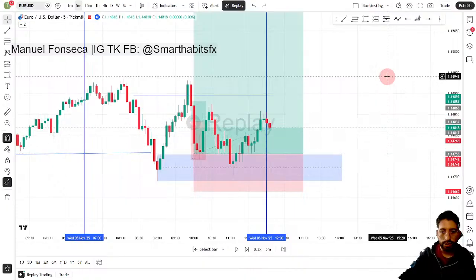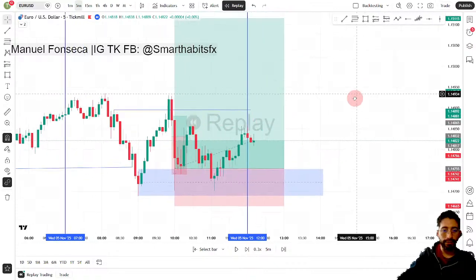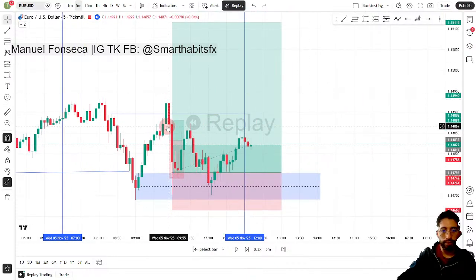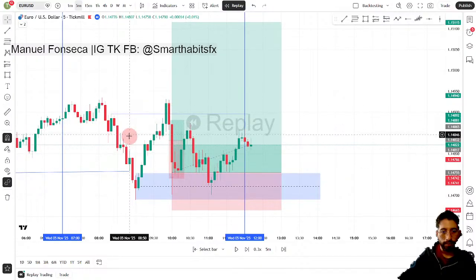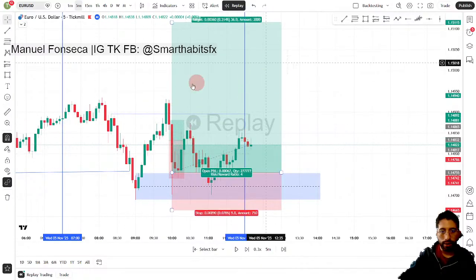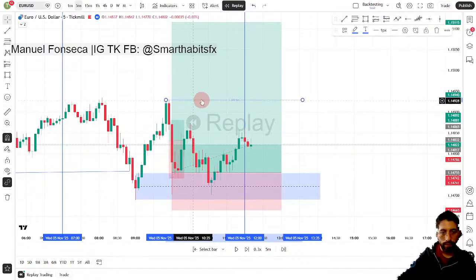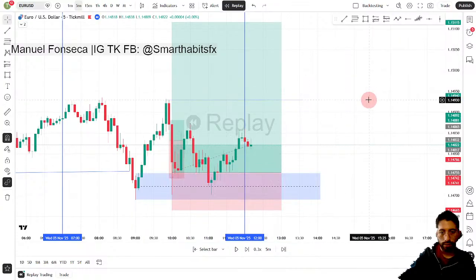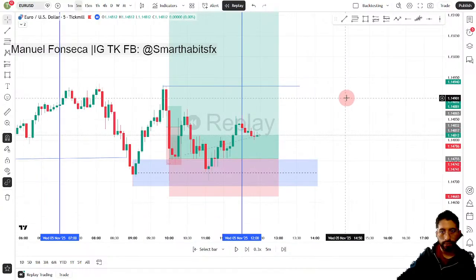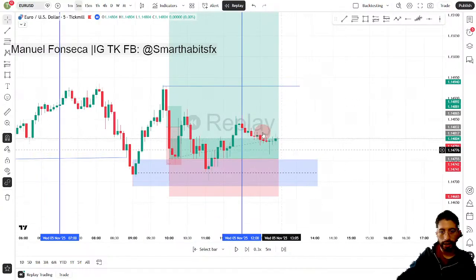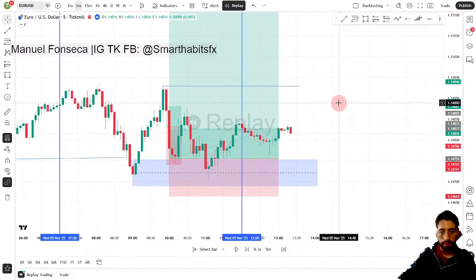So the question is, should I put break even? I always put break even when the price breaks the closest high with a body of the candle, and we are at least one risk reward positive. It means I have at least 9 pips up. All right, so this order is out.